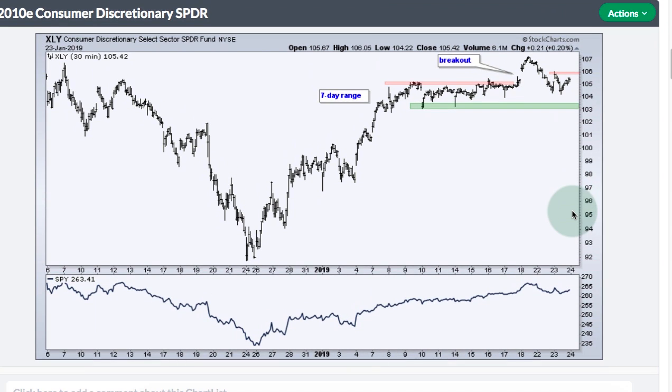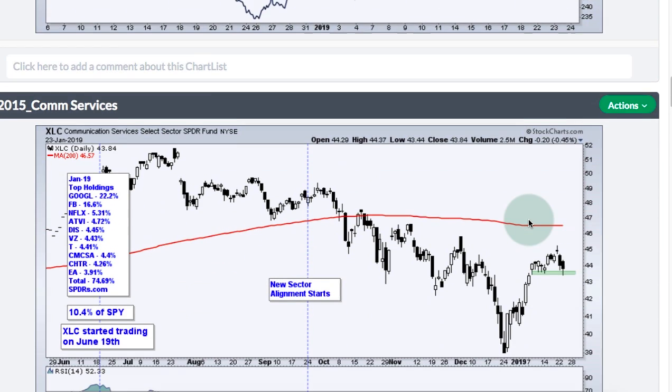And there you can see a little more detail on the 30-minute chart. So there was the breakout, and we've got a throwback towards the breakout zone. And if we break 106, all right, we're back on again. But if we break 103, we've got to turn bearish again on XLY.